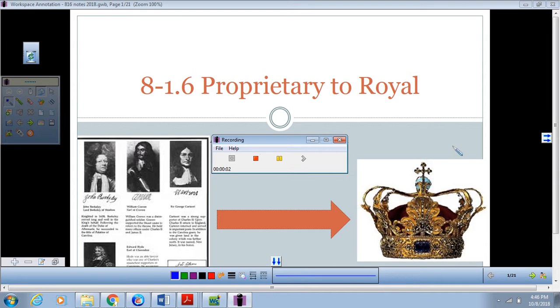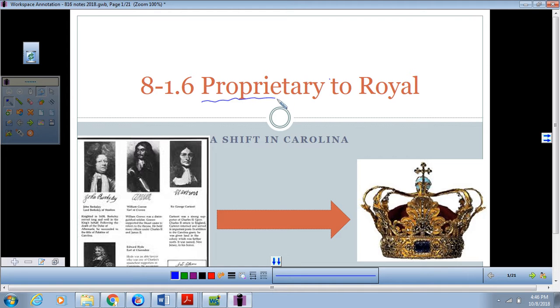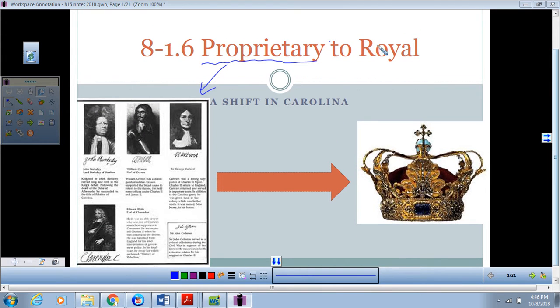In this lesson, we are going to learn about how South Carolina changed from a proprietary colony under the control of the 8 Lords Proprietors to a royal colony that was under the control of the king.